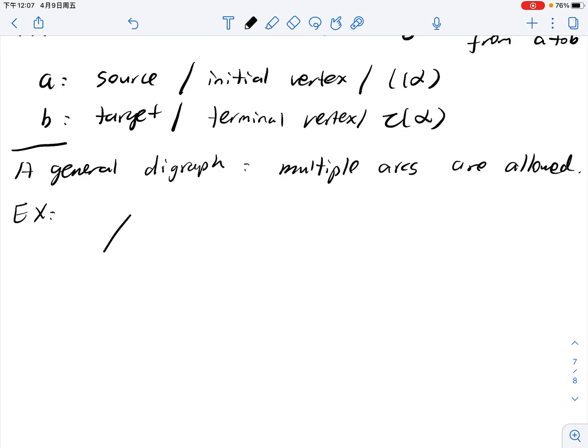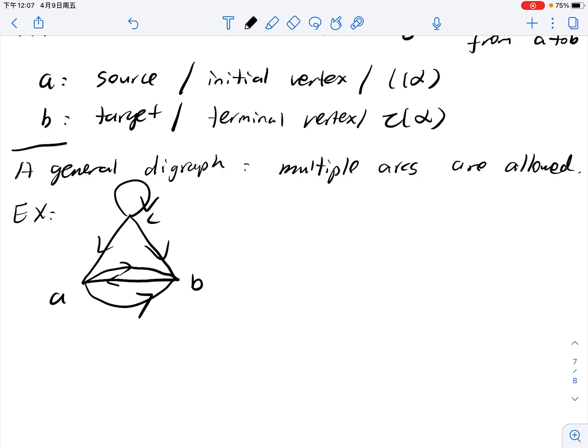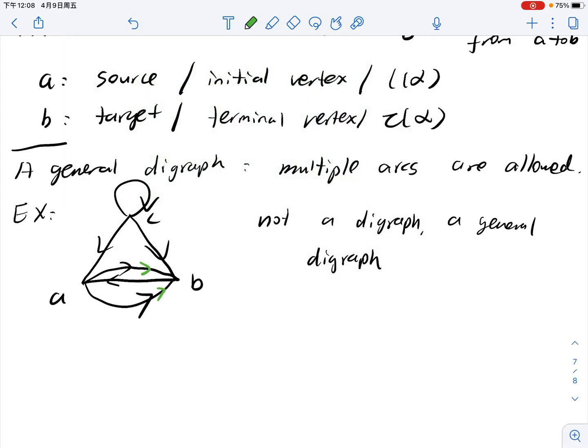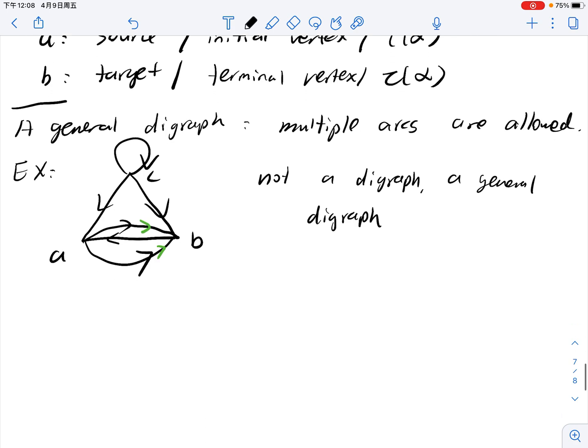Okay, and here, for example, we have three points A, B, C, and we have a lot of directed edges, arcs. So this is not a digraph, but it's a general digraph. The reason is that we have these two, which give multiplicity 2 of the arc from A to B.